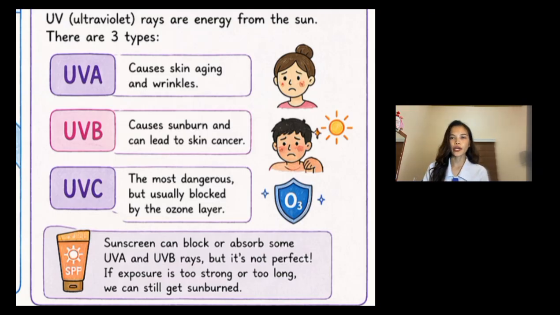So, sa sunscreen, maka-block siya or maka-absorb some of these rays, especially the UVA and UVB. Pero, dili siya perfect. Kaya, if ma-expose ka sa sun for too long, you can still get sunburned. Mao nang, ozone layer is very important because it acts like a stronger, natural shield that blocks most harmful UV rays before they even reach us.